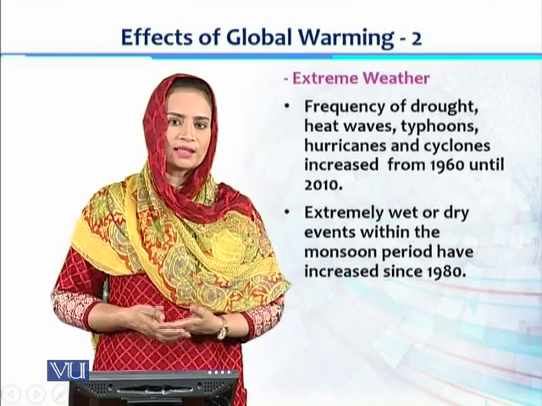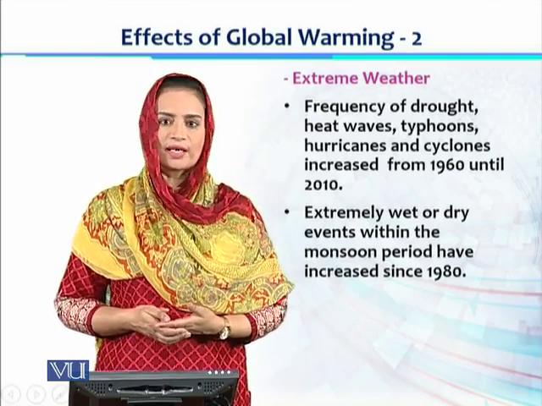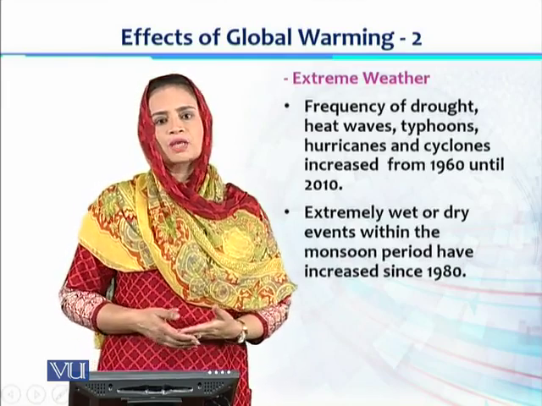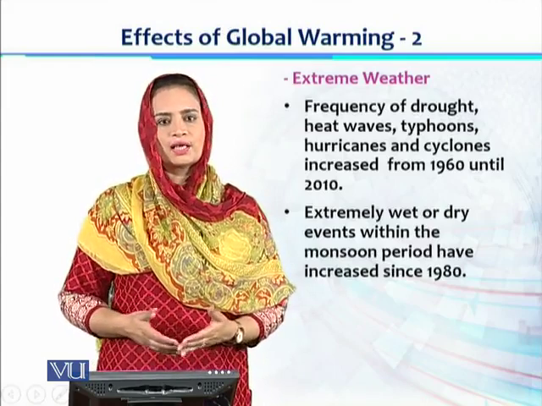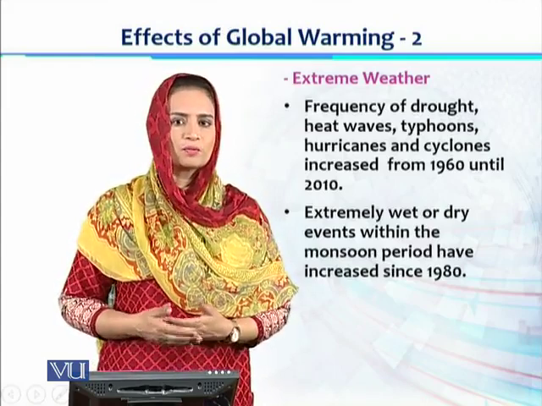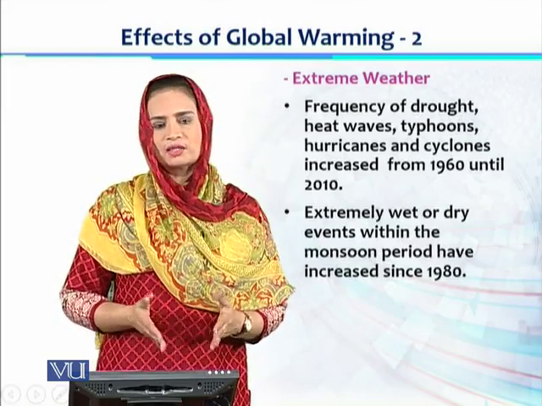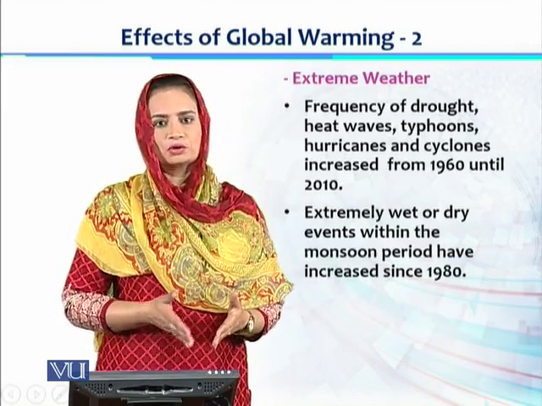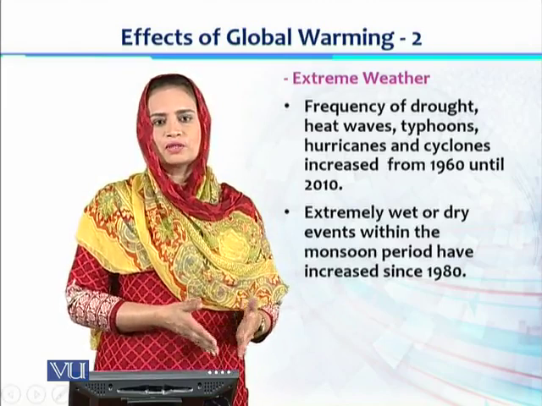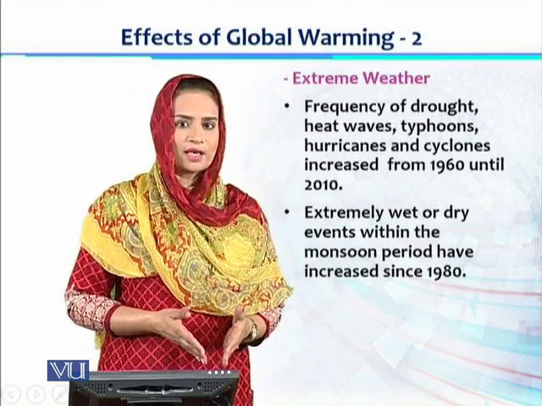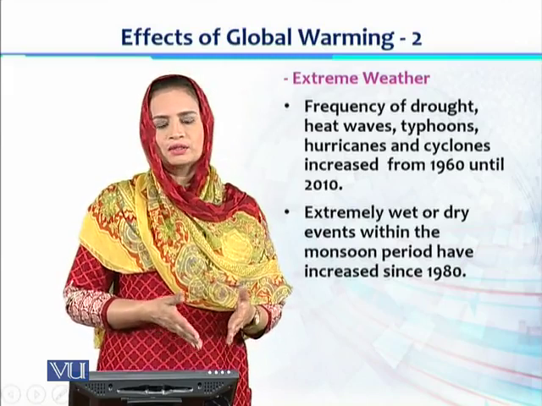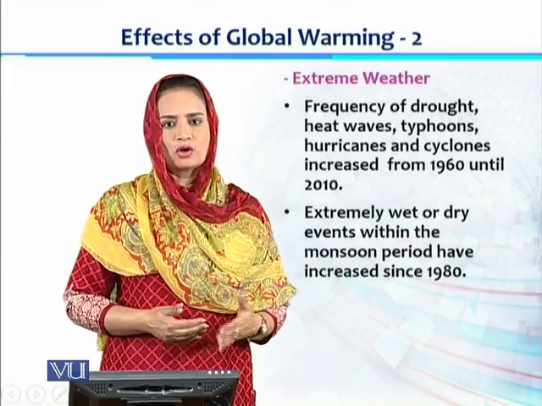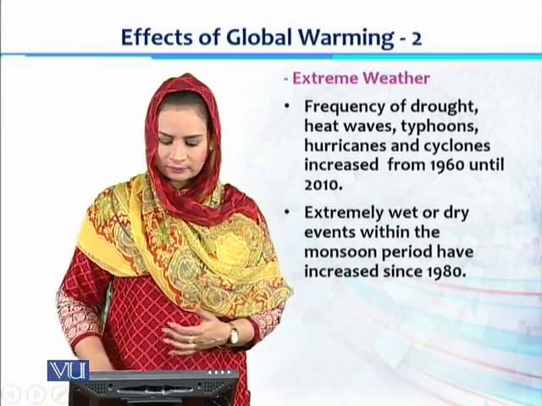The other thing is extremely wet or dry events within the monsoon period. The monsoon period, which is the precipitation period, is a very long period in which we observe monsoon rainfalls. But this pattern is being changed. There would be a wet time in which rainfall continues constantly, and then there will be a break and that time period passes completely dry and we don't observe any kind of precipitation. So this pattern of monsoon rainfall is being changed and it is bringing shocks, wet and dry periods.